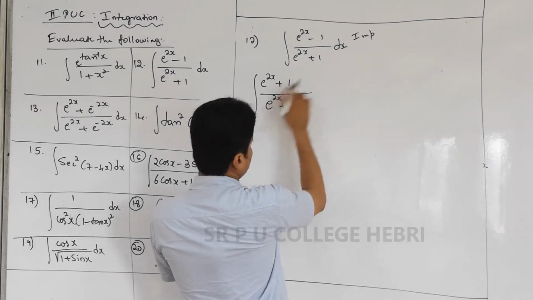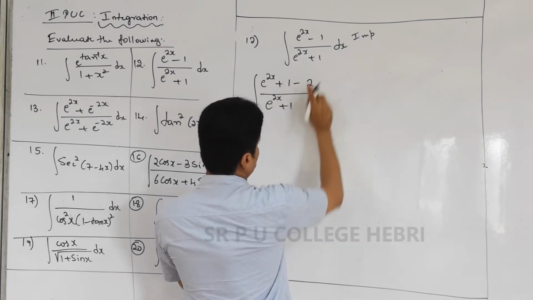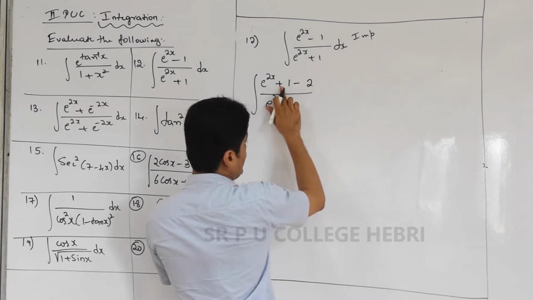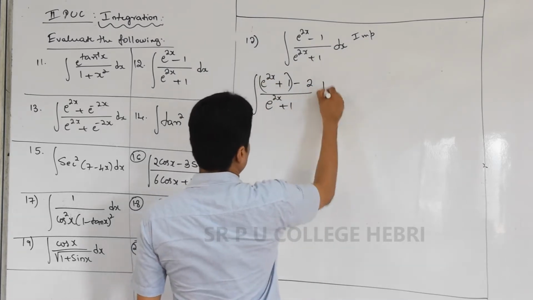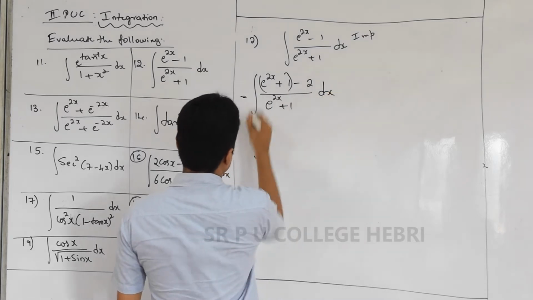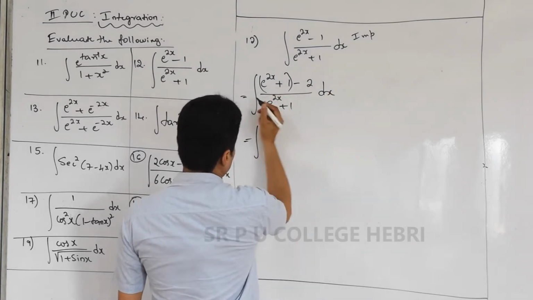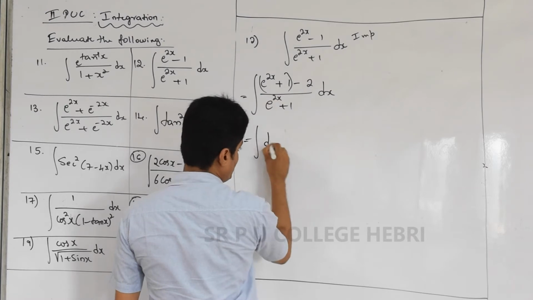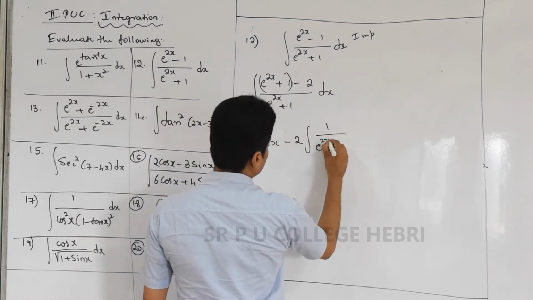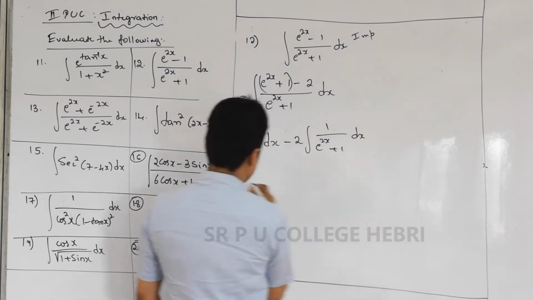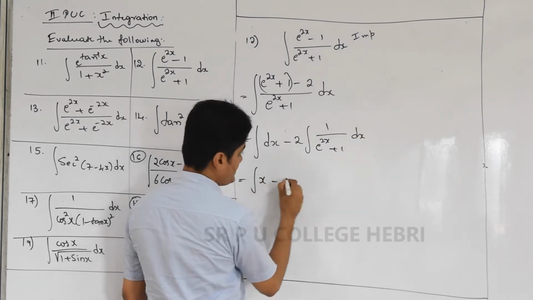Here if I write like this, how much should I subtract? Yes, 2, because here we have minus 1, I added 1, and so minus 2. Now divide into 2 parts. This will be equal to e power 2x by e power 2x plus 1, minus 2 into 1 by e power 2x plus 1 dx. So this is nothing but x integration.